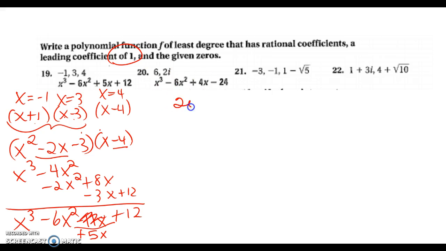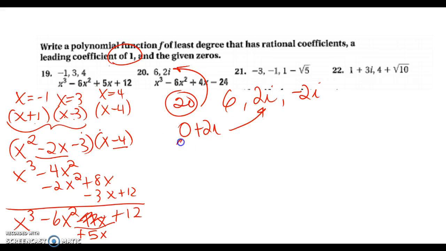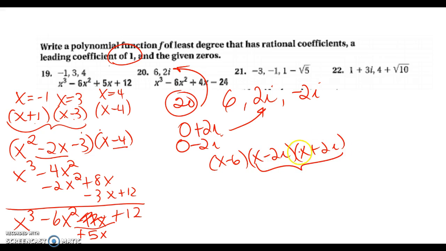Let's look at number 20 now. If we have a 6 and we have a 2i, well, we know we have a -2i. 0 plus 2i is that answer, so I'll have a 0 minus 2i. All right, well, one factor will be x minus 6. One factor will be x minus 2i. The other factor will be x plus 2i. I'm going to put these together first. Let's FOIL: x squared minus 2i times x plus 2i times x.